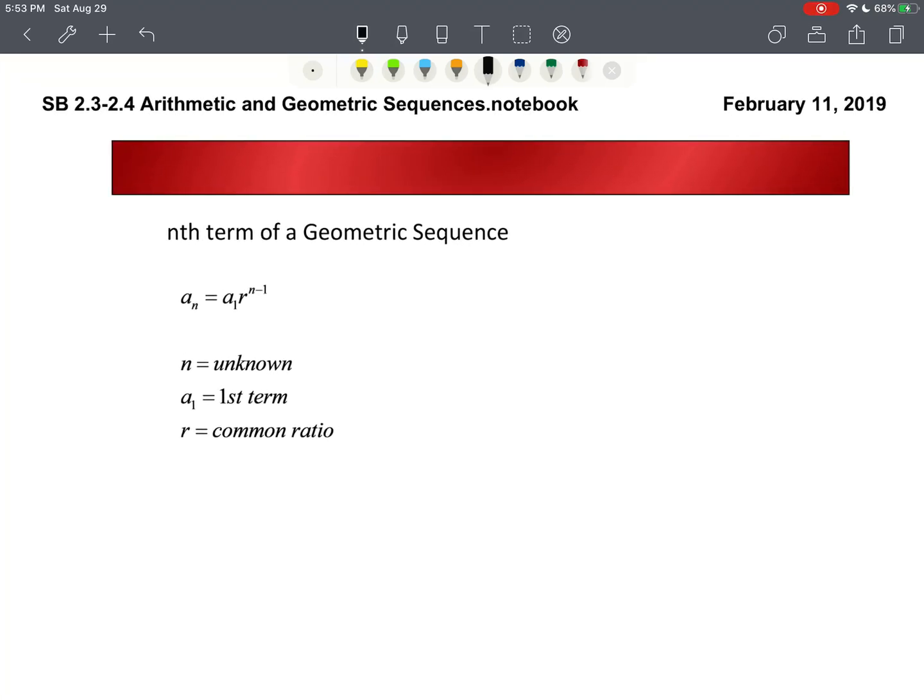Now the geometric sequence, that's an interesting one. That one is exponential. It's got an exponential rule. And I'll show you what I mean. A sub n, and let me write this a lot bigger. A sub n equals a sub 1 times r raised to the n minus 1 power.